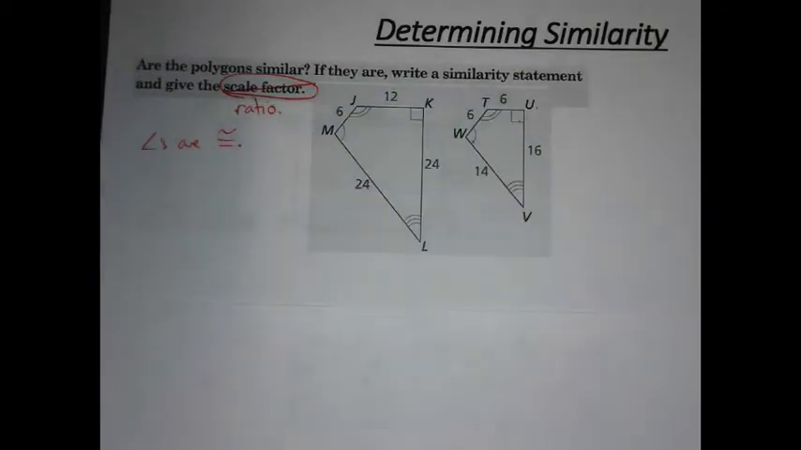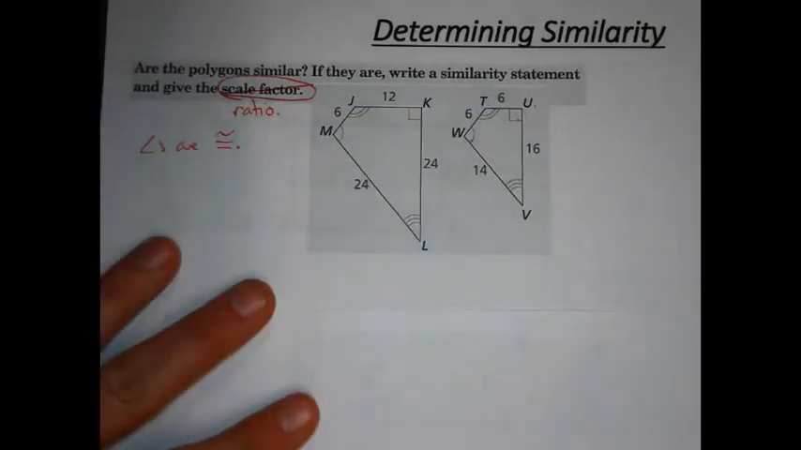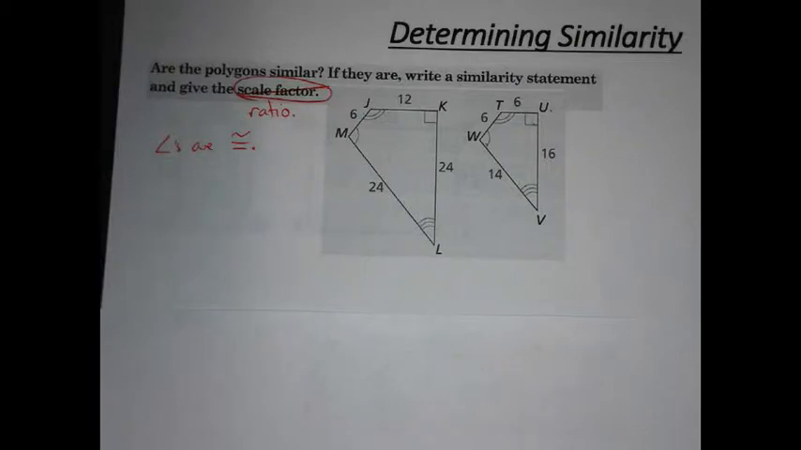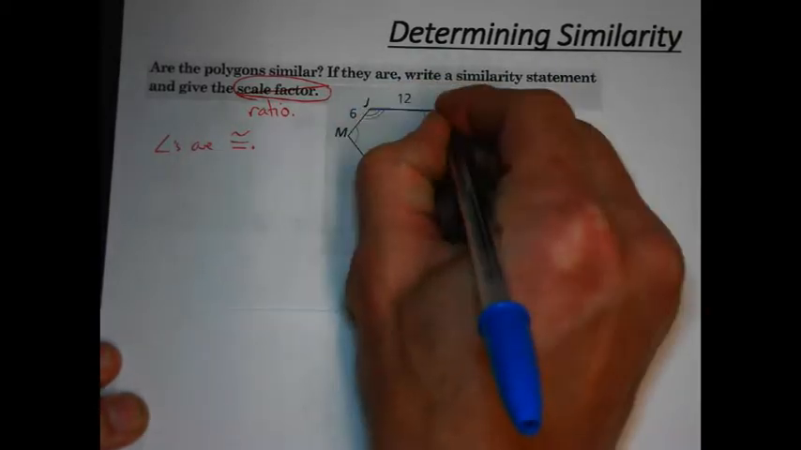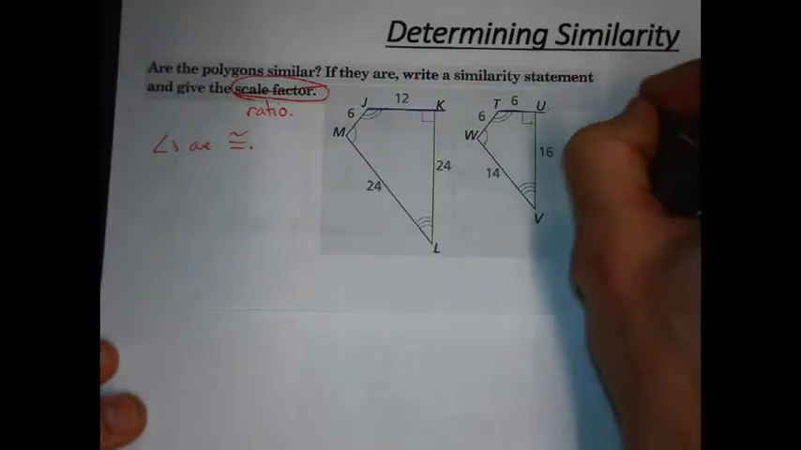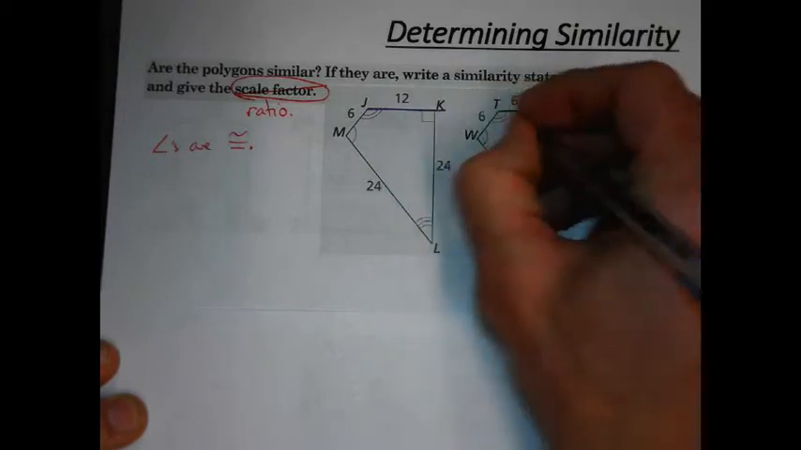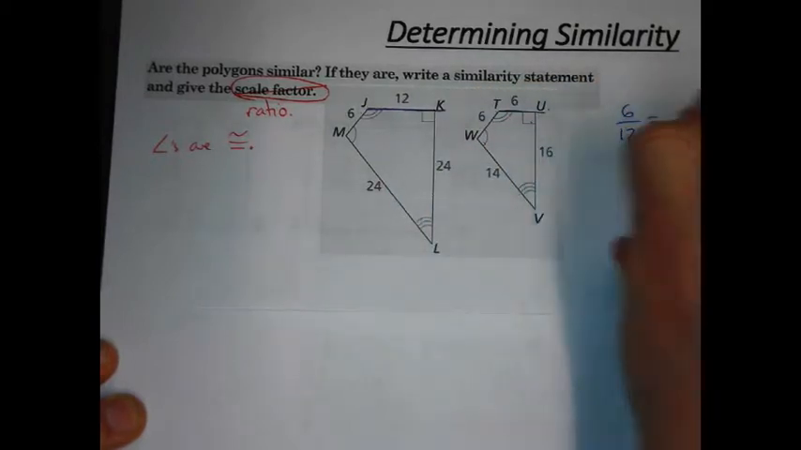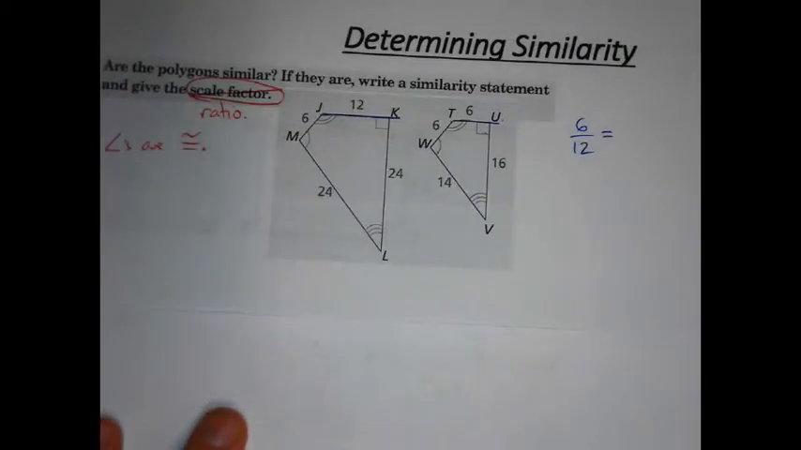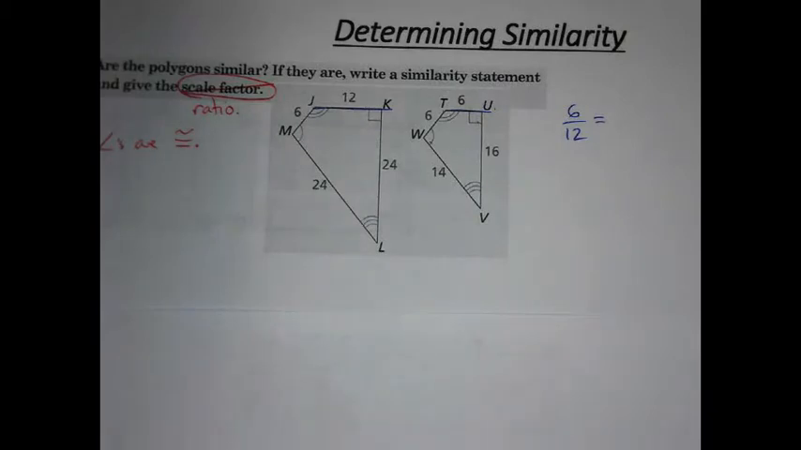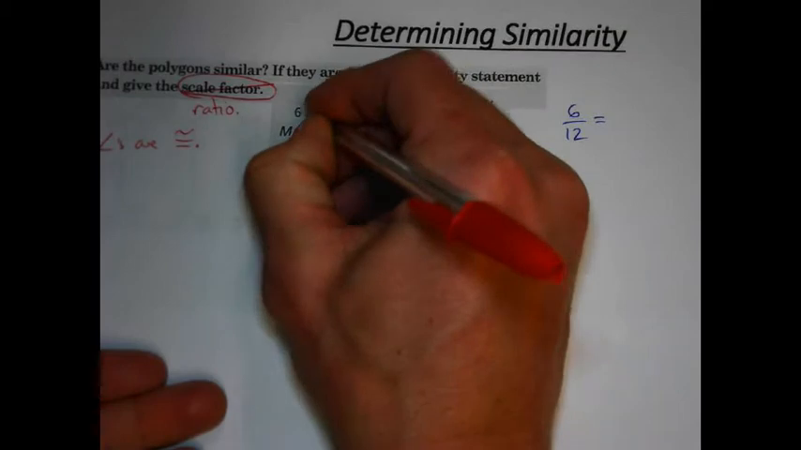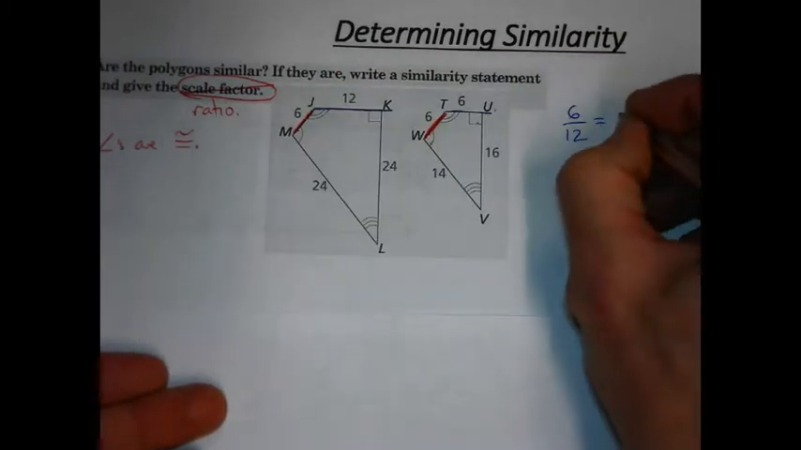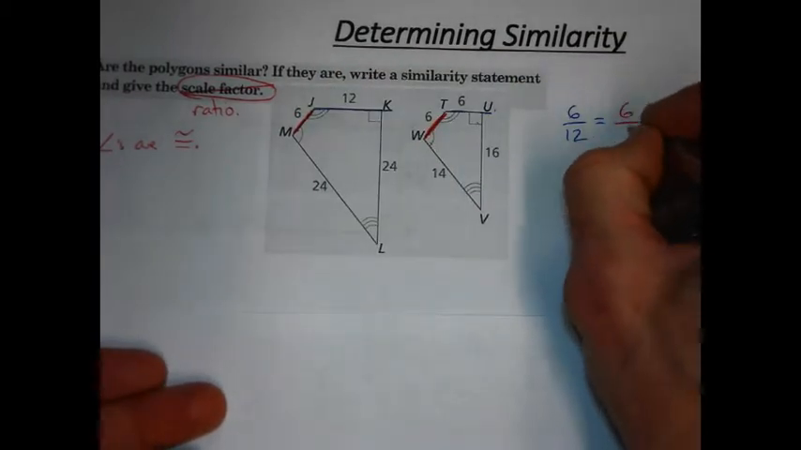But now the question is, are the sides proportional? So what does that mean? If you recall from the last video, we were talking about knowing proportional sides. So we know that TU and JK make a ratio. So from TU to JK, we have 6 to 12. And if it's proportional, we would have equal ratios all around. So that means that then TW would have the same ratio as JM. So TW is 6 and JM is 6.